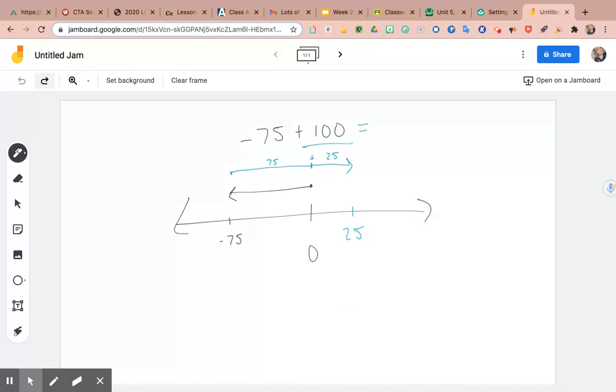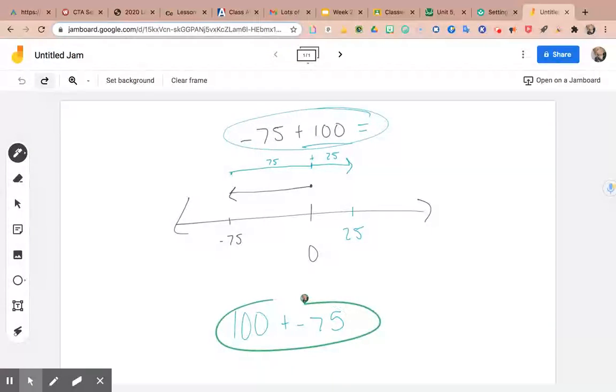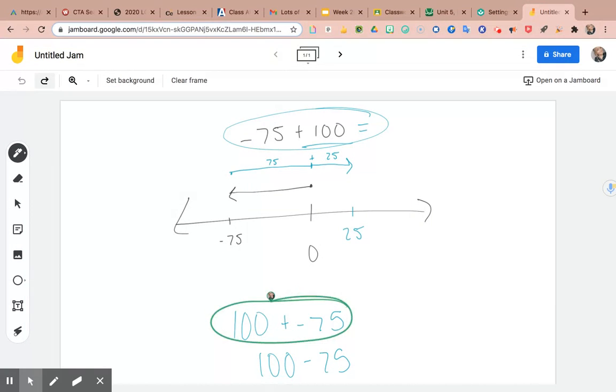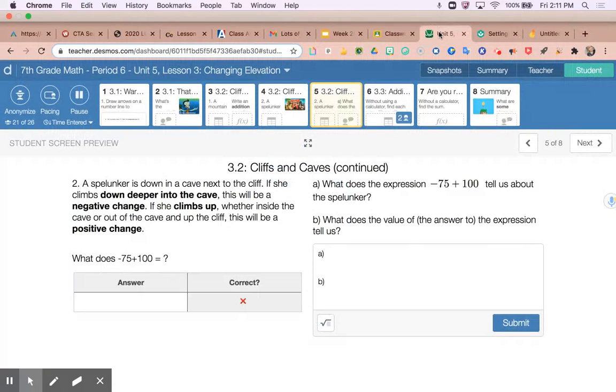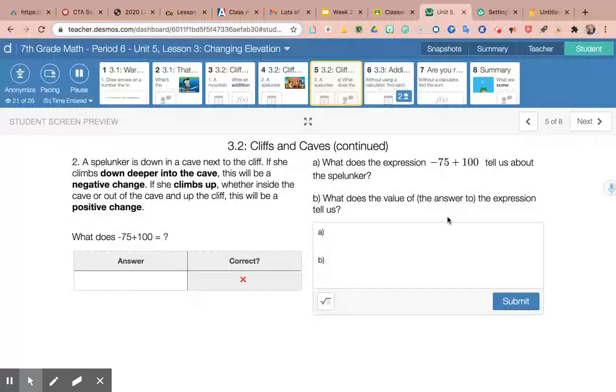Another thing we noticed in class is that the order doesn't matter for addition. So if I wanted to do 100 plus negative 75, I can move the order. I don't have to keep it in the same order. And remember all of you were writing 100 minus 75? I was telling you to write it as an addition equation. So this expression is the same as this. If you ever want to rewrite it or move it around to better understand it, you can. All right, so that is your answer for this box.